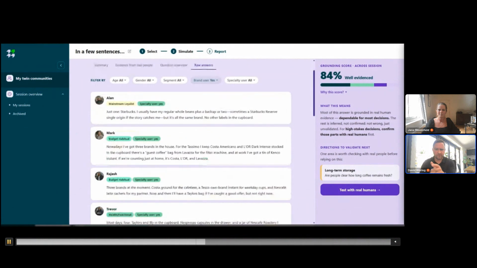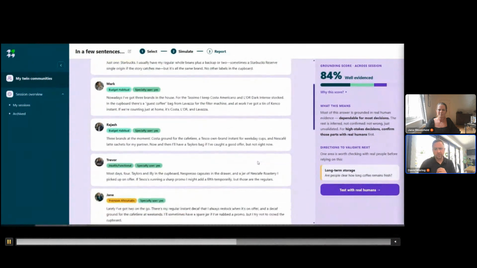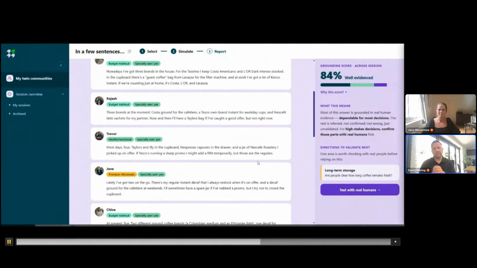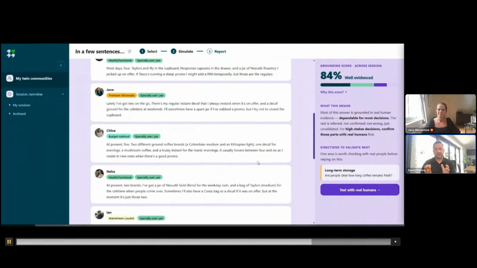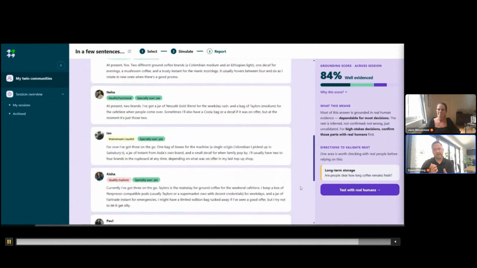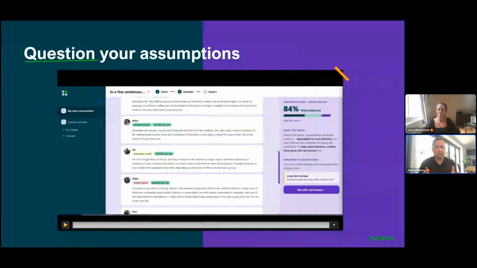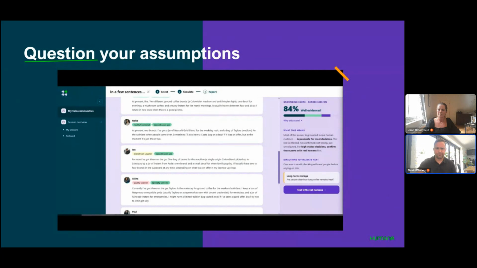The other thing that's worth pointing out here as well is the grounding score that I referenced. So here, for this response, we've got 84%. So illustrating that for the questions I'm asking, we have a very strong amount of primary data from the initial research we've done. So giving you a good sense that we've got a strong evidence base for the answers the twins are giving.